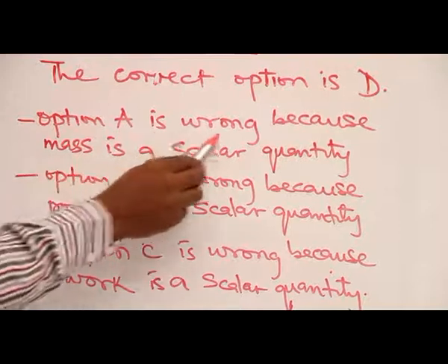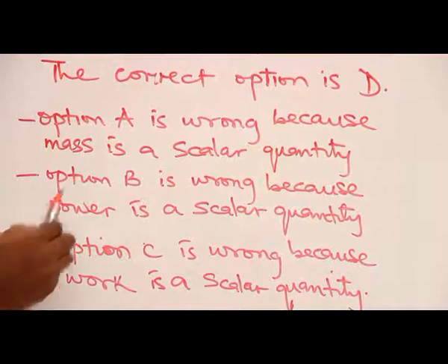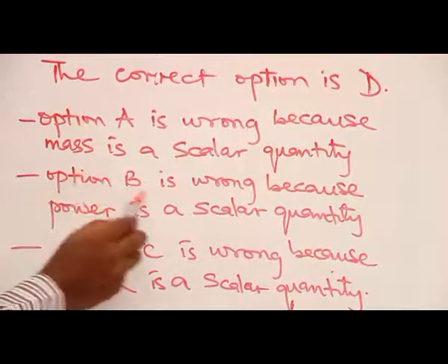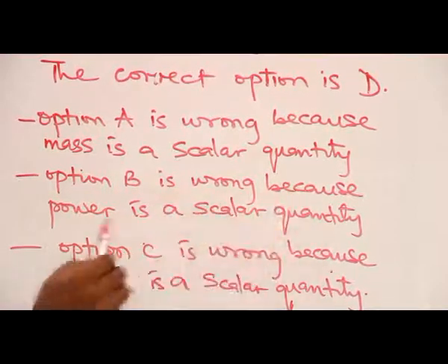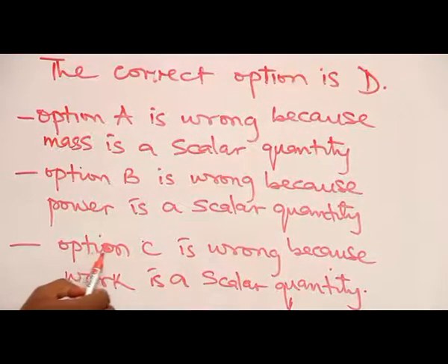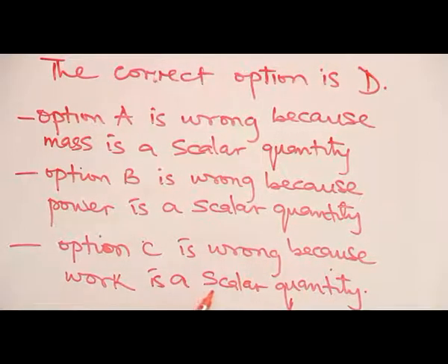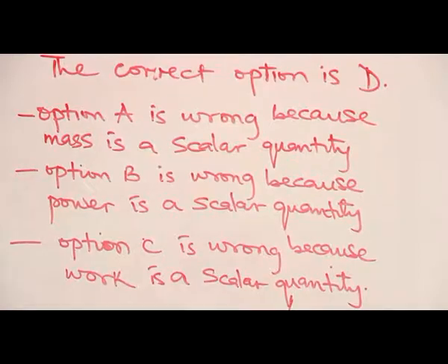Option A is wrong because mass is a scalar quantity. Option B is equally wrong because power is a scalar quantity. And option C is wrong because work is also a scalar quantity.